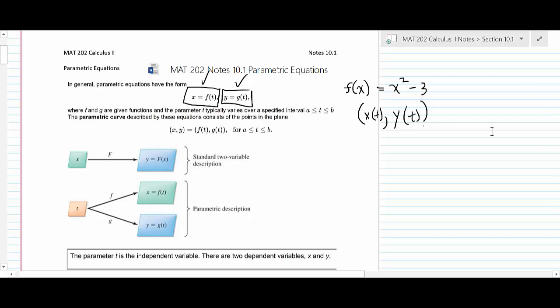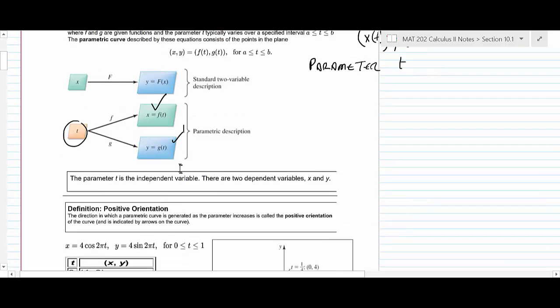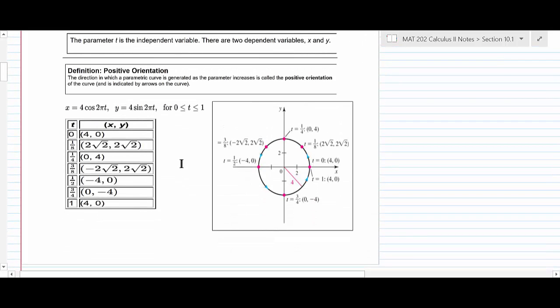So the idea is we split this thing up into two functions, one that generates x's, one that generates y's, and then we can generate all those points, okay? And the parameter, generally what we're going to use most of the time is t as our parameter. That's a variable. So again, this parameter t breaks it up into two functions, one that gives x and one that gives y. This will make a lot more sense once I go through and show you this example down here.